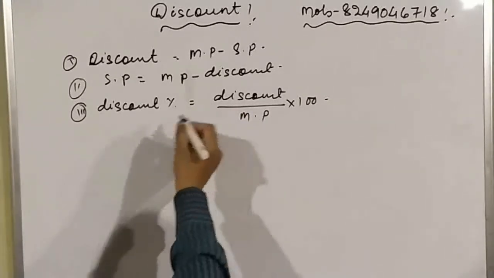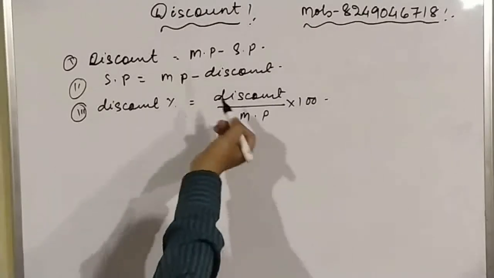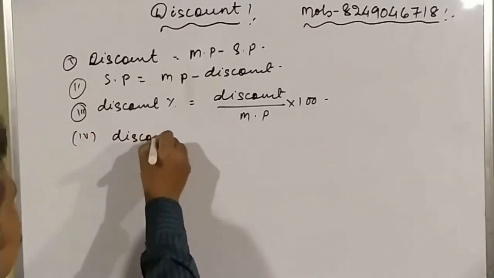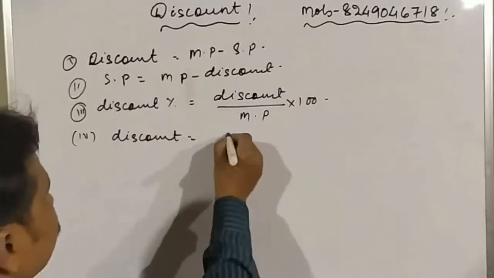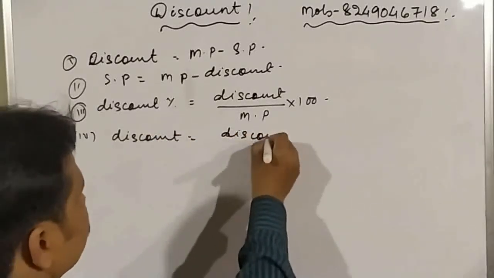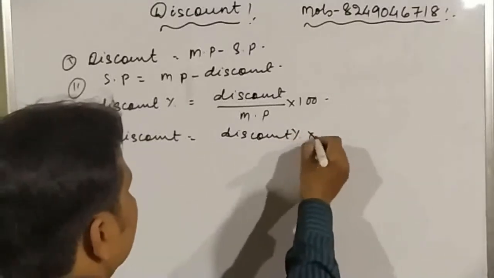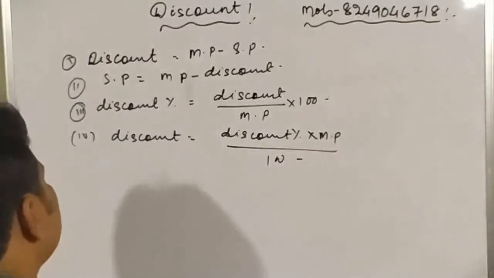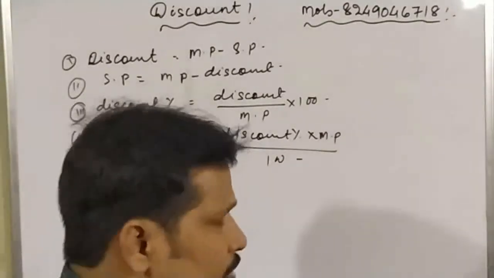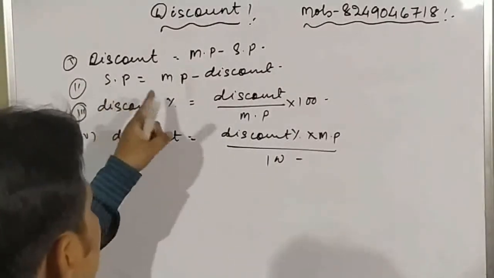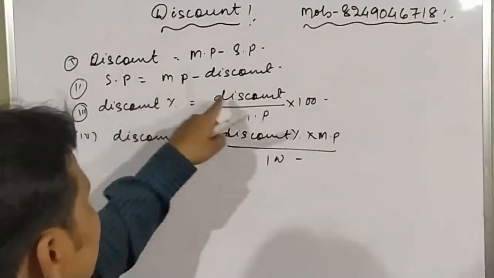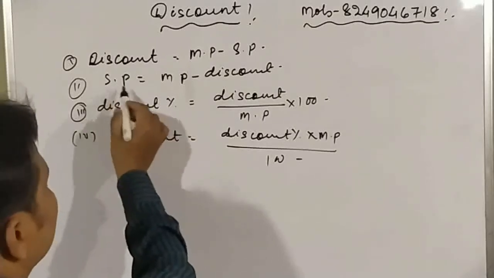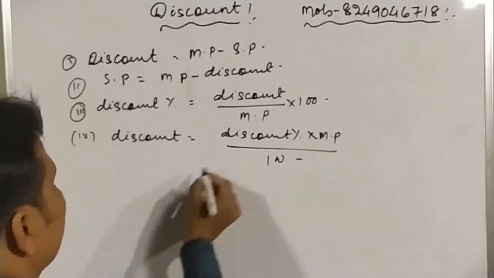So how can we find out discount if mark price and discount percentage are given? Formula number 4, discount is equal to discount percentage into mark price divided by 100. Okay student, we can find out the selling price by subtracting discount from the mark price. We can also directly find out the selling price from the discount percentage.